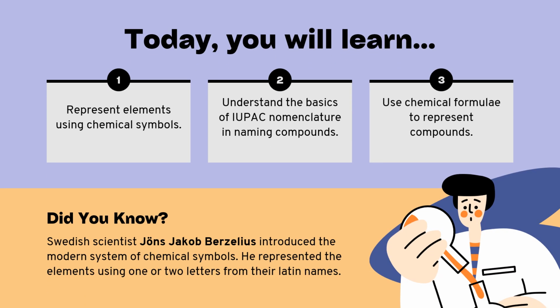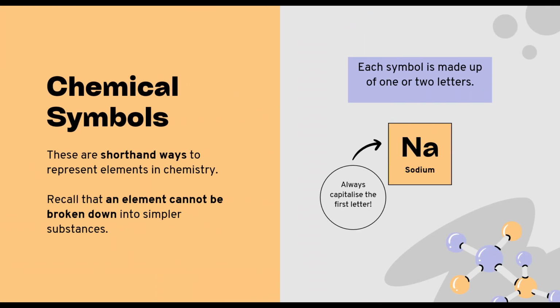Today you will learn how to represent elements using chemical symbols, and also understand the basics of IUPAC nomenclature in naming compounds, and the use of chemical formulae to represent compounds. Did you know the Swedish scientist Johannes Jacob Berzelius introduced the modern system of chemical symbols? He represented the elements using one or two letters from their Latin names. So let's see one by one.